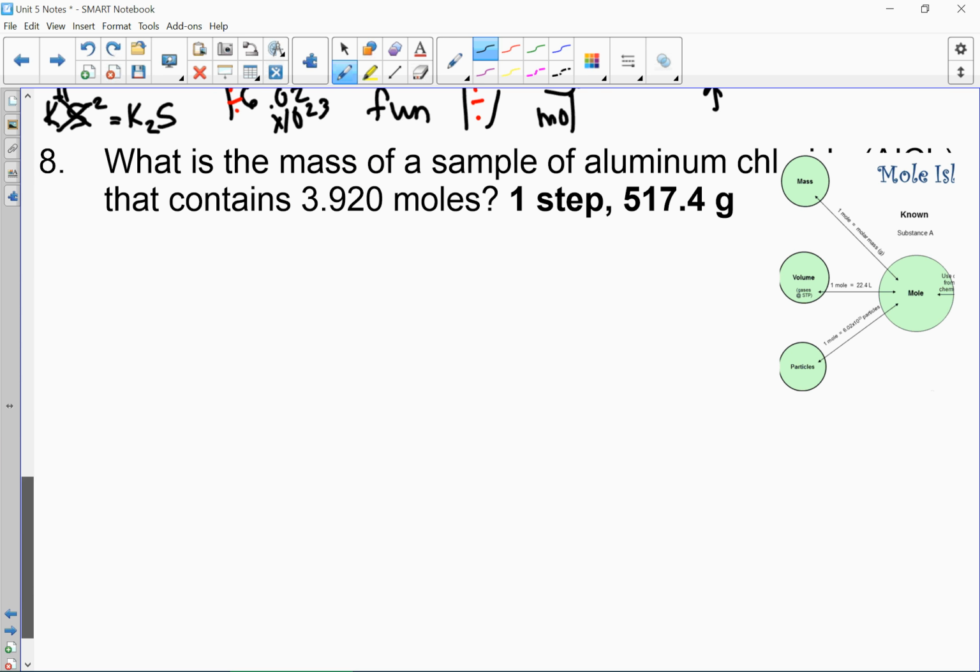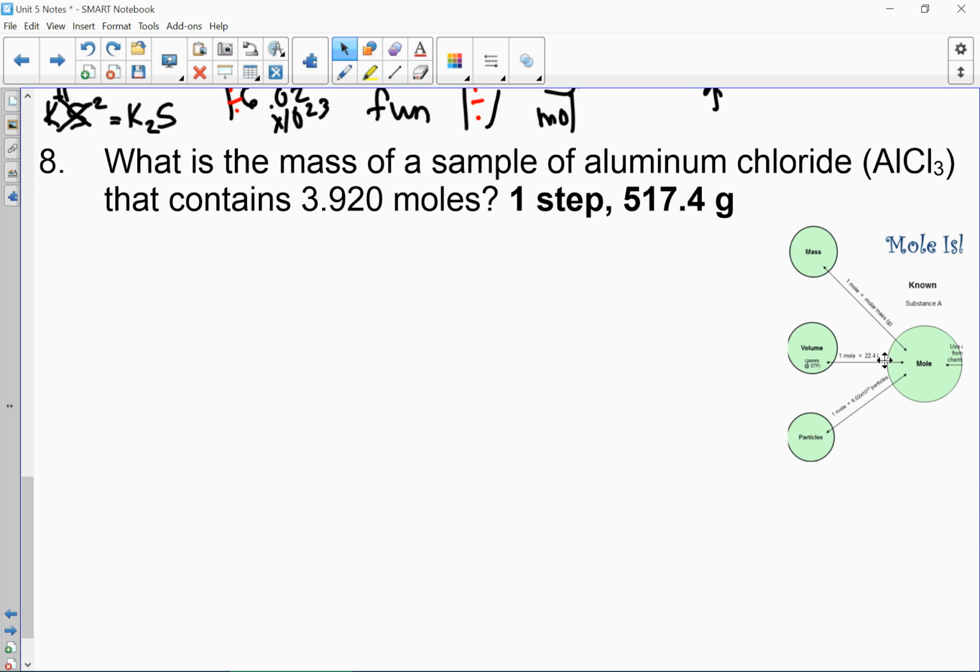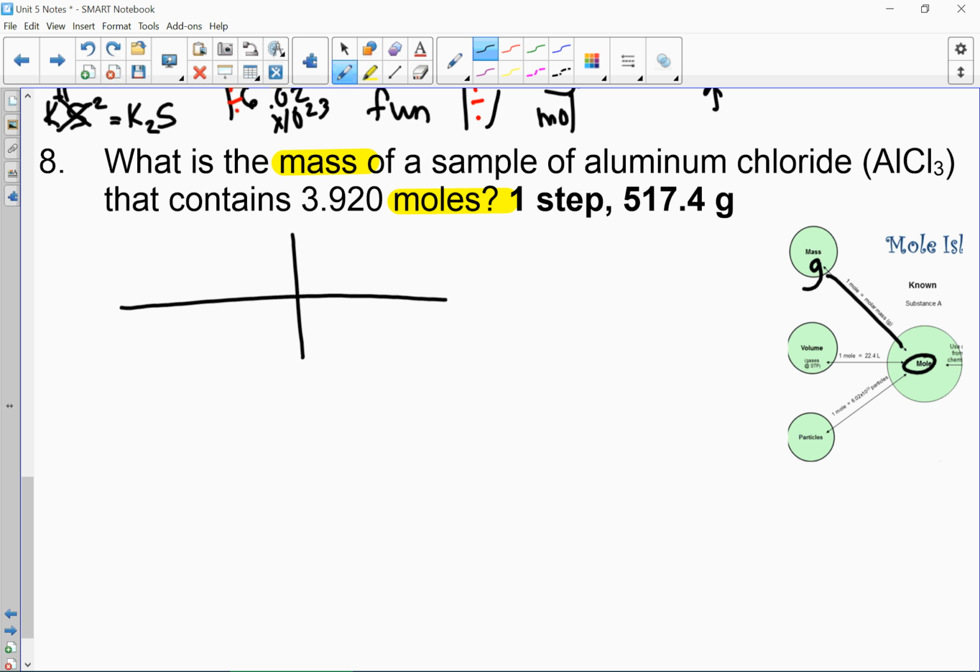All right, let's try our last one here. We need to find our units. I see mass and I see moles. So mass and moles. Mass here, moles here. That's a nice one-step question. They're right next to each other. So I only need one fence. So 3.920 moles. Moles up, moles down. Mass means I want grams. You will know that 1 always goes with mole. And you know that grams, says right here on my fences, I need to find the molar mass.